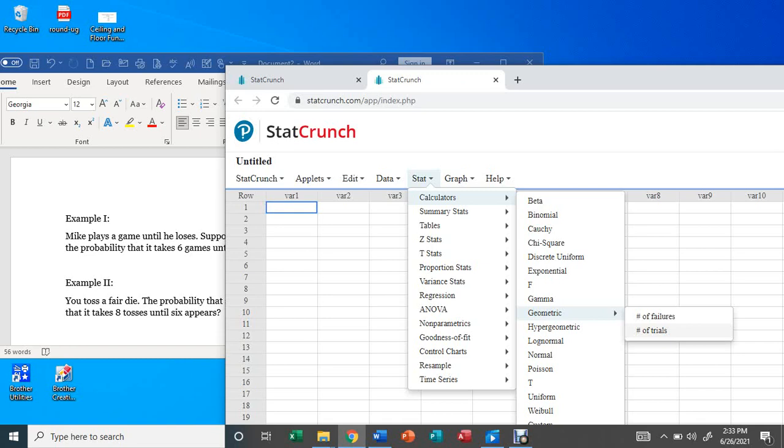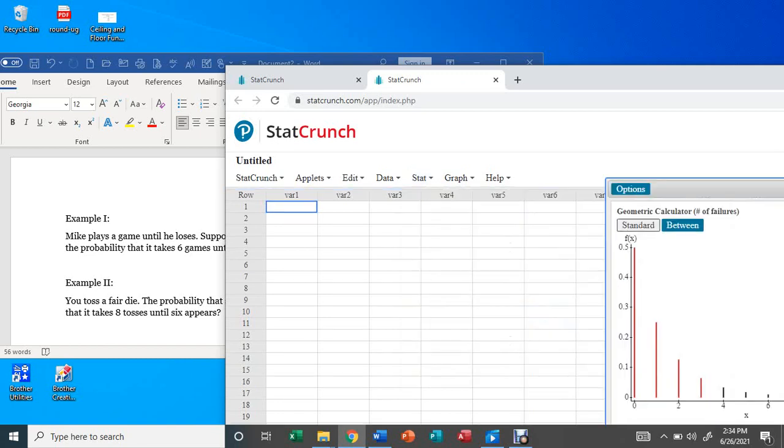But if you'd like to do it with the number of trials, the number of trials is all the failures plus the first success, so it's going to be 7. So let's do it with the number of failures.